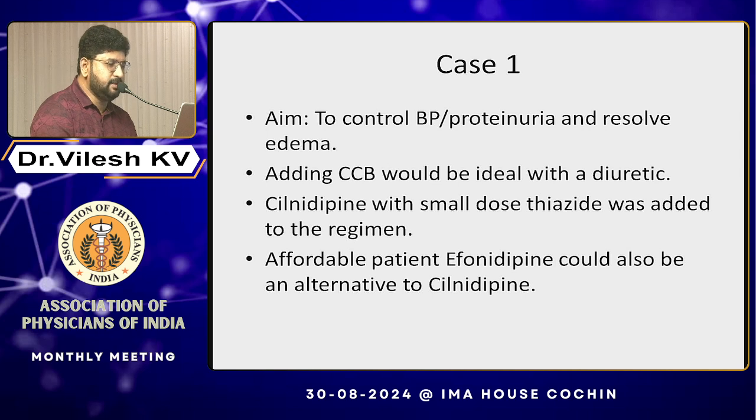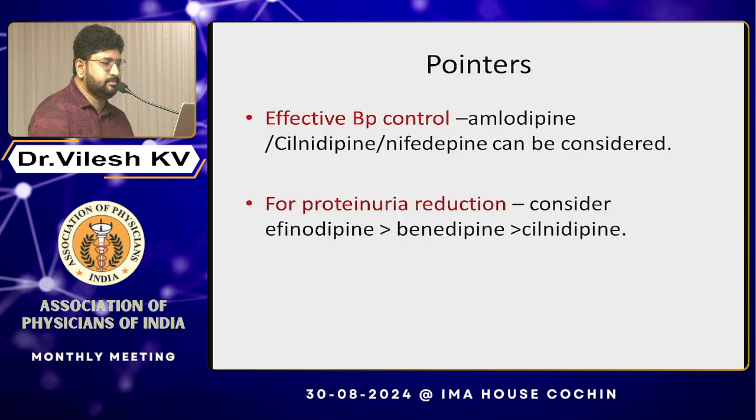So you can choose anything. It can be cilnidipine with a small dose of thiazide, which would have been a cost-effective regimen, or if the patient can afford it, I would have chosen to add efonidipine instead of cilnidipine to get good control of blood pressure. Also get the positive effect on proteinuria, which would be enhancing the dapagliflozin which the patient was already taking, which will be highlighted to you in the next talk.